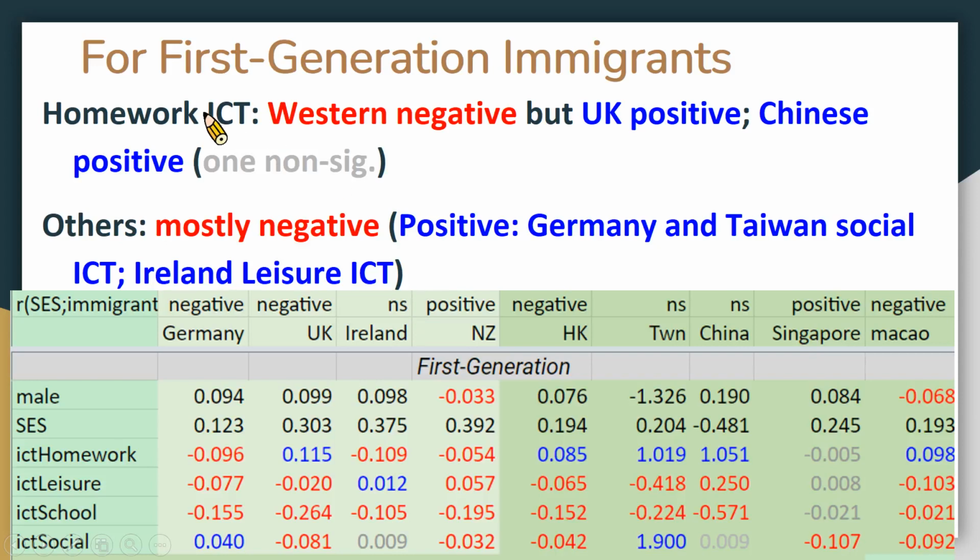For the first generation, the effect remains, except that the UK becomes positive. And for others it is also mostly negative. There are some exceptions. It is positive for Germany, Taiwan social ICT use has become positive, and Ireland leisure ICT use has become positive.